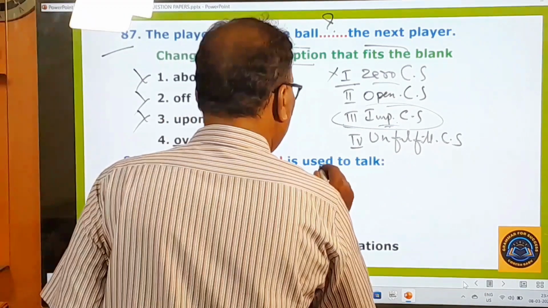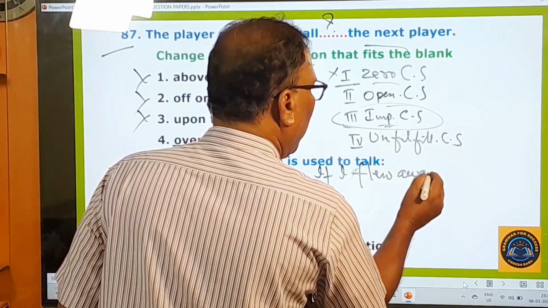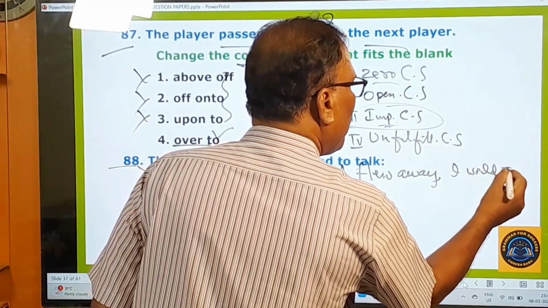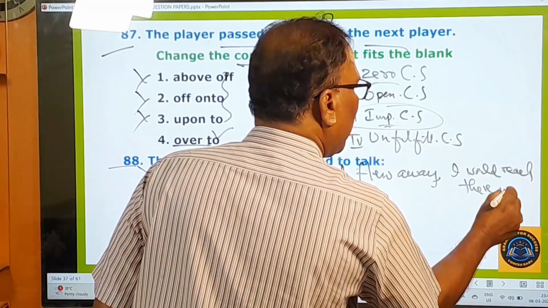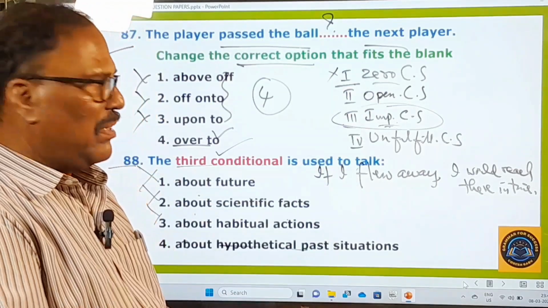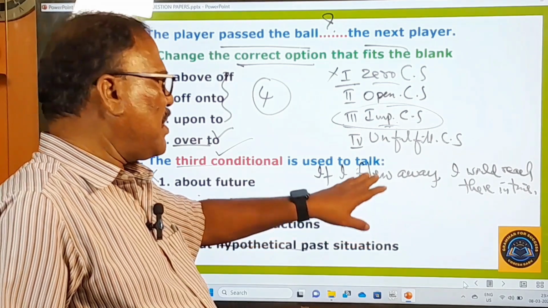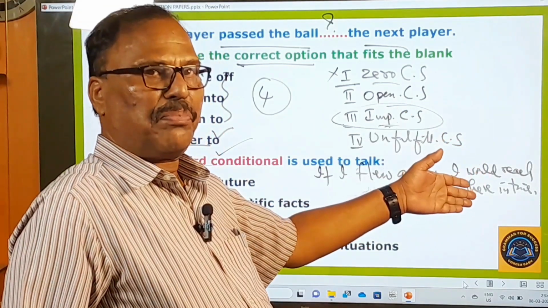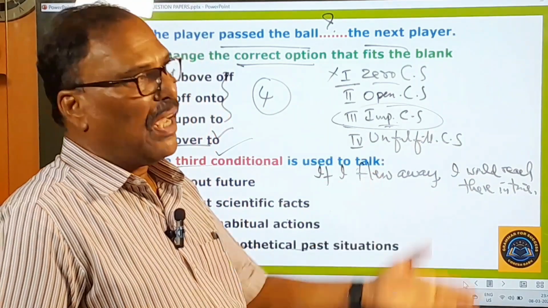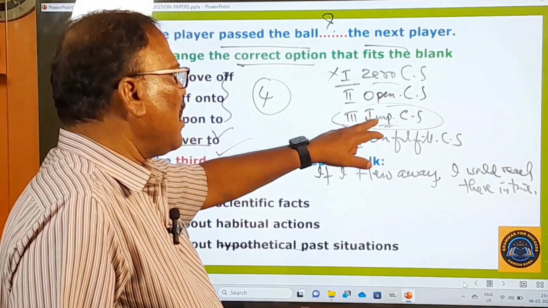For example, if I flew away, I would reach there in time. If I flew away, is flying away possible? Impossible. When this is impossible, automatically this is also impossible. If I flew away, I could reach there in time. Since I don't fly away, there is no question of reaching there. So that is what this means. This is an impossible conditional sentence.